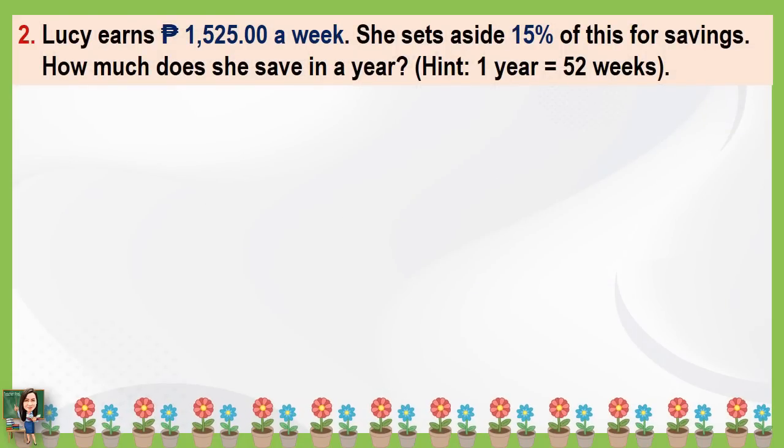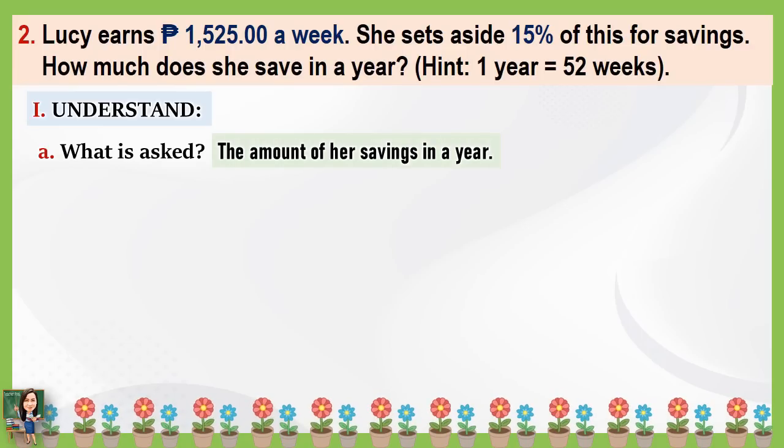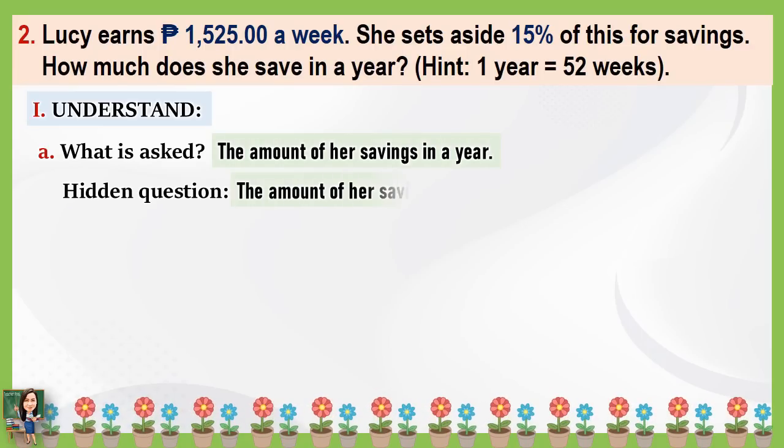Lucy earns 1,525 pesos a week. She sets aside 15% of this for savings. How much does she save in a year? The hint is 1 year is equivalent to 52 weeks. Step 1. Understand. What is asked in the problem? The amount of her savings in a year. The hidden question is the amount of her savings in a week.